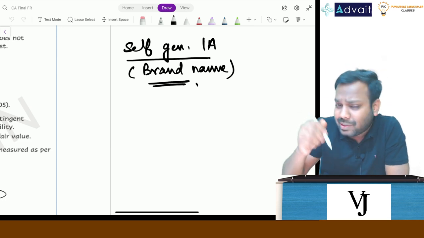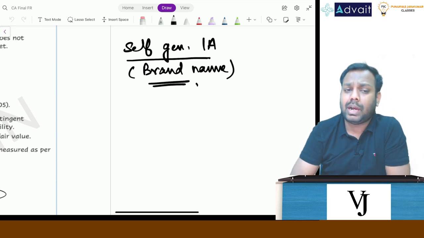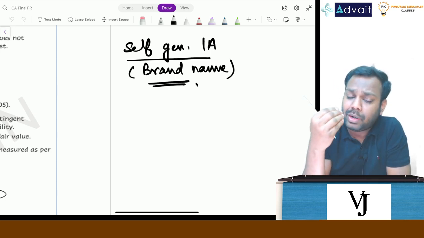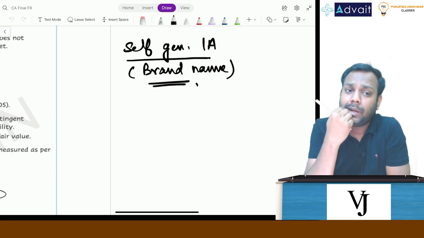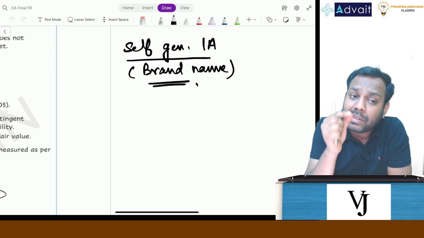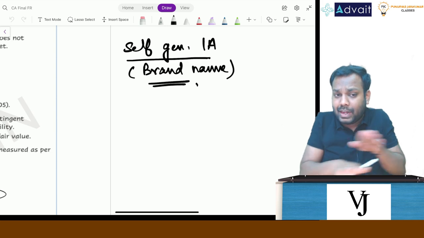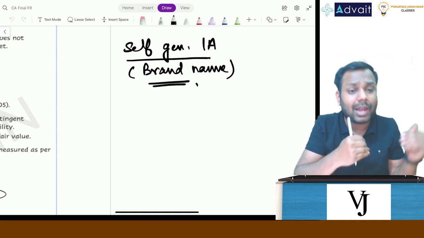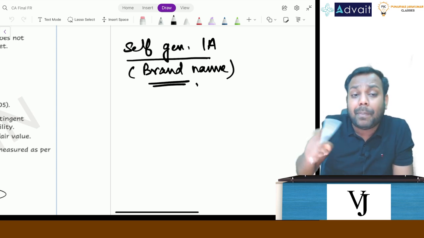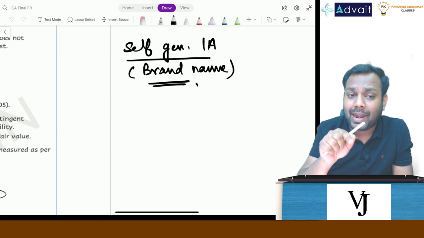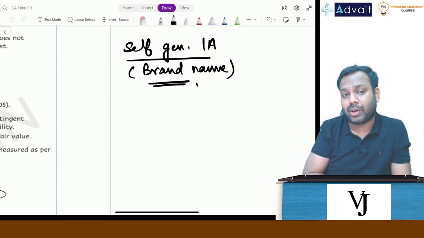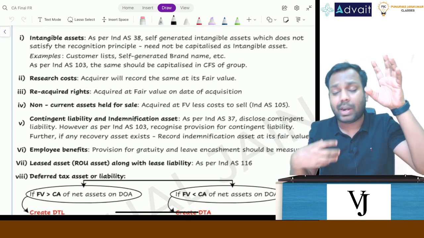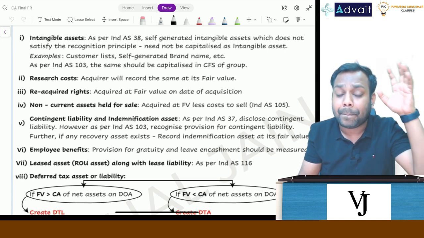But now let's suppose Tata acquired Zomato. Think from the point of view of the founders of Zomato. When the founders of Zomato sell Zomato to Tata, don't you think they will quote a price for this brand name as well? Though this brand name is not recorded anywhere in the financial statements, the founders will still quote a price for it. So in a business combination transaction, this brand name will have a value. Meaning thereby, when the acquirer company purchases the acquiree company and there is a brand name which is not recorded in the financial statements of the acquiree, the acquirer still pays a price for that.